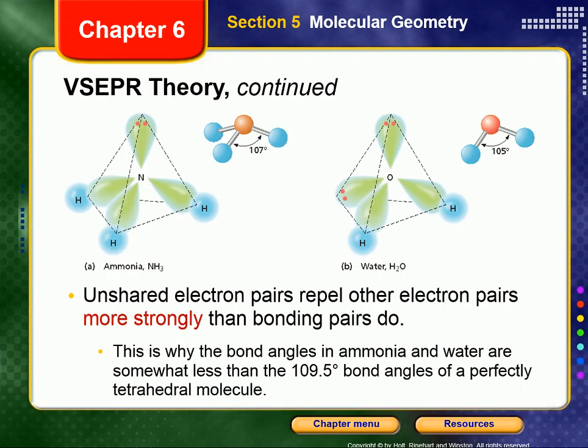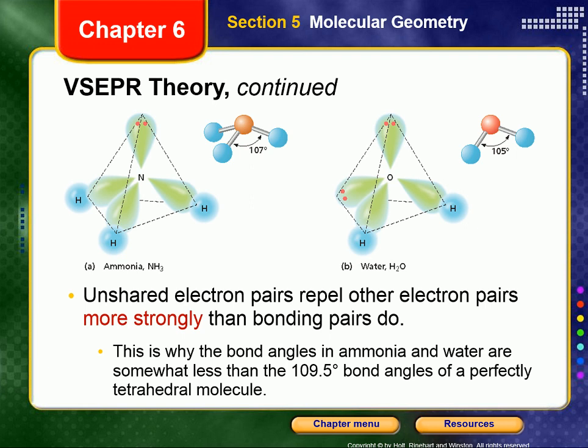Consequently, as shown in figure 6-22a on page 185 of your text or on the screen now, the molecular geometry of an ammonia molecule is that of a pyramid with a triangular base. The general VSEPR formula for molecules such as ammonia is AB3E, where E represents the unshared electron pair. A water molecule has 2 unshared electron pairs. It is an AB2E2 molecule.